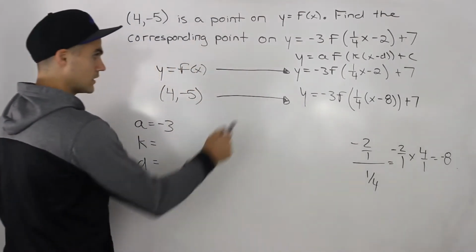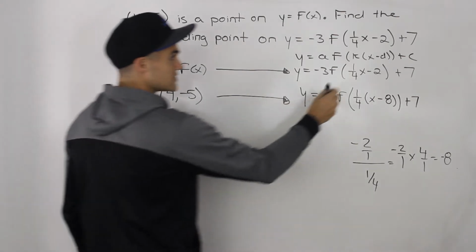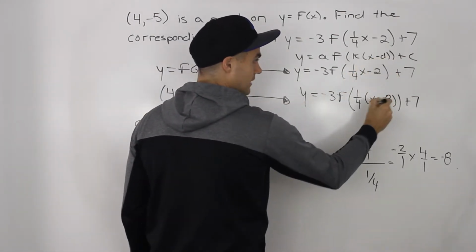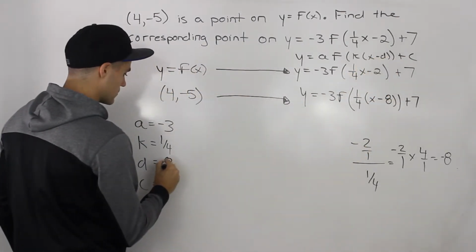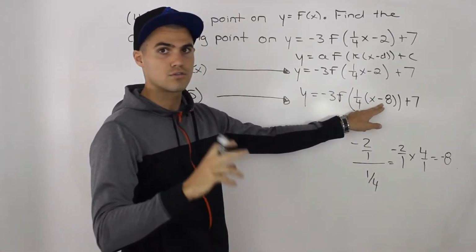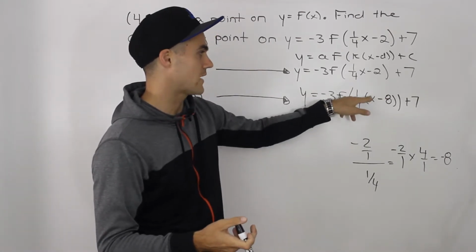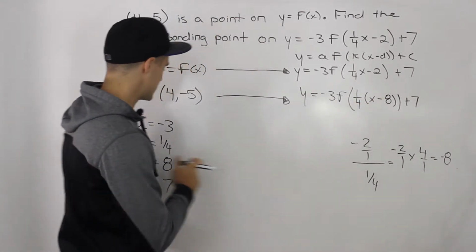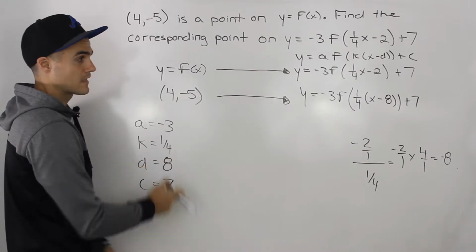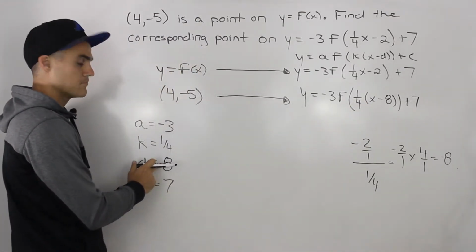And now we know our k value is 1 over 4, and we know our d value, x minus d, x minus 8. Well, our d value is just positive 8. Remember, it's always going to be the opposite sign of whatever's in the bracket. So x minus 8, well, the d value is positive 8. If this was x plus 8, then the d value would be -8.